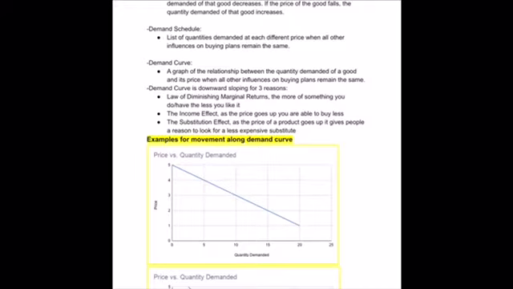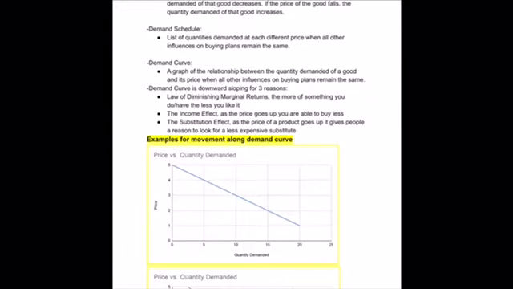Next is the demand curve, which is a graph of the relationship between the quantity demanded of a good and its price when all other influences on buying remain the same. It tends to be a straight line downward like this, which you can see in the picture at the bottom. And the reason it goes down like that is for these three reasons.